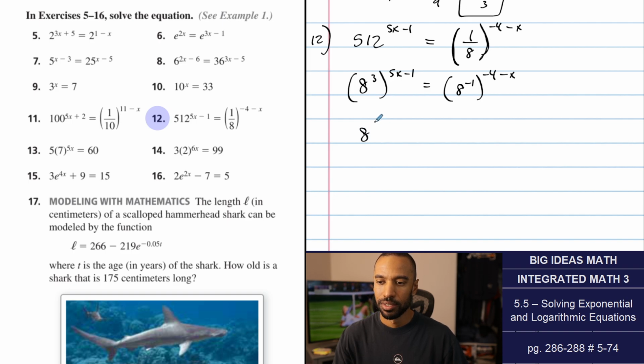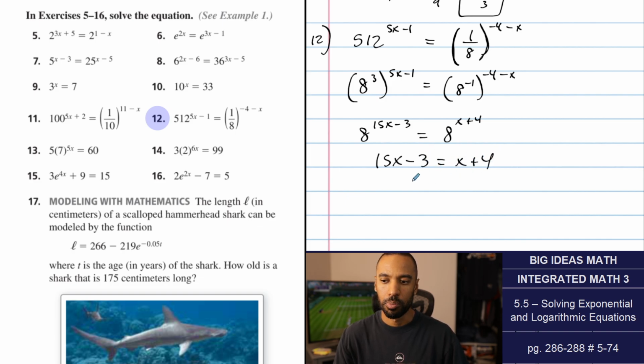Distribute the 3. And distribute the negative 1. I'm going to put the x term first, positive x plus 4. Bases match and solve. And as expected, like its even counterpart, we're probably going to get a fraction answer here. Subtract x, add 3, divide by 14. 7 over 14 is 1/2, 0.5.